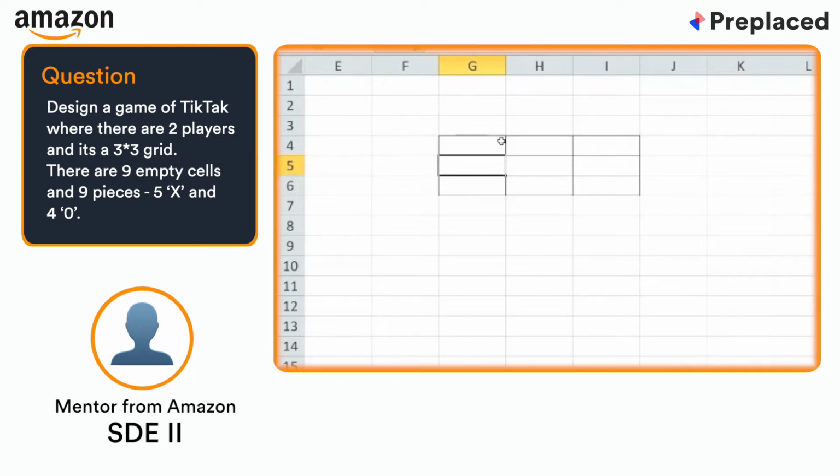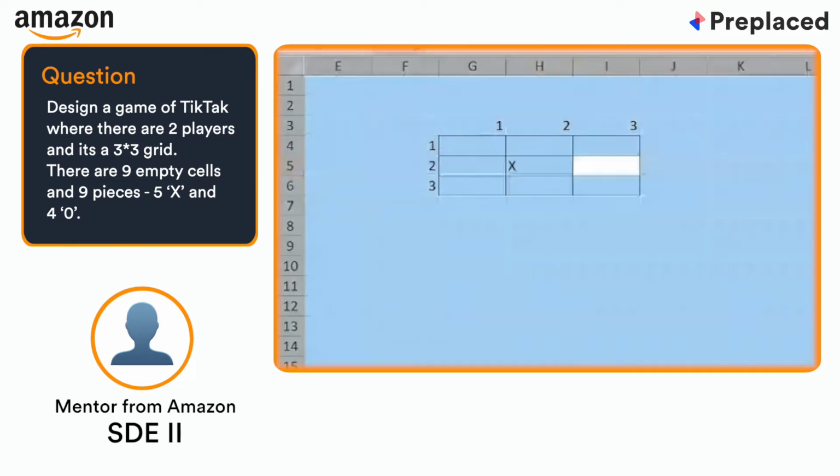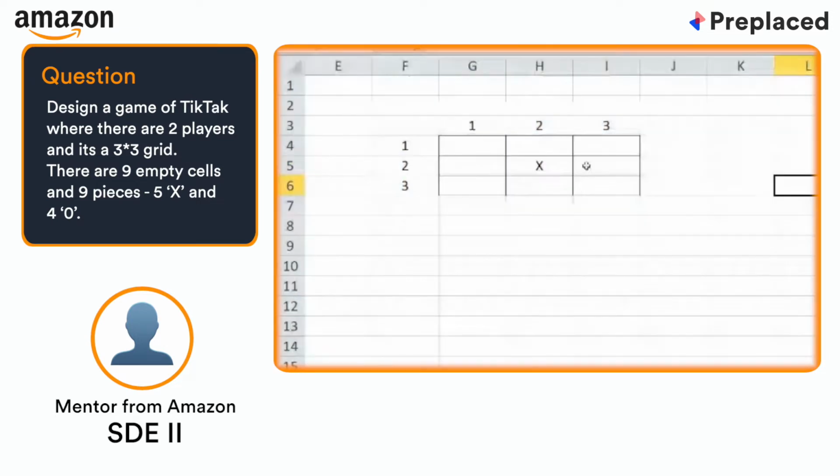Otherwise, let's say the user has entered X, so this will be column 1, 2, 3, and this will be my row 1, 2, 3. Let's say the user has asked me to fill X at position 2 comma 2, so I'll be placing X here. Let me just make it centralized. Now the other entry should be of O.